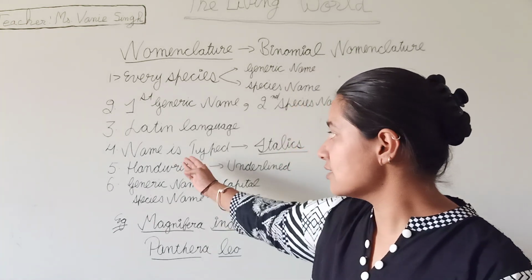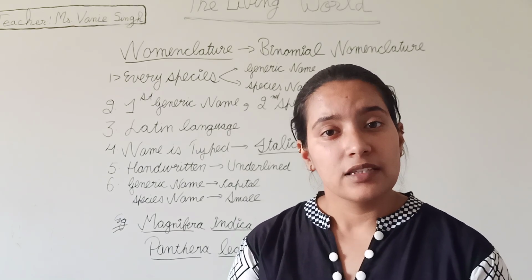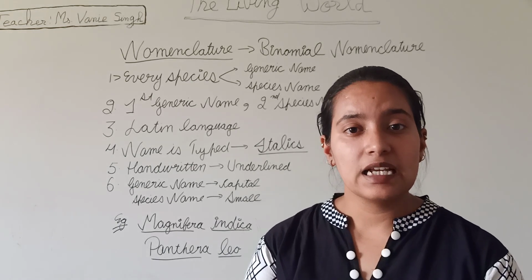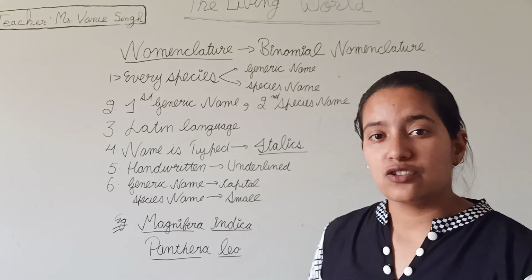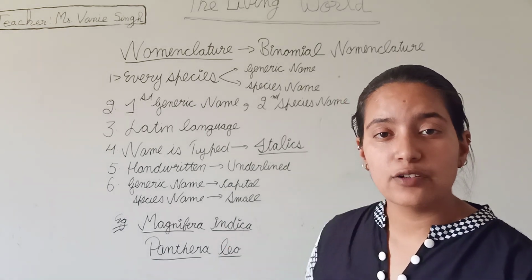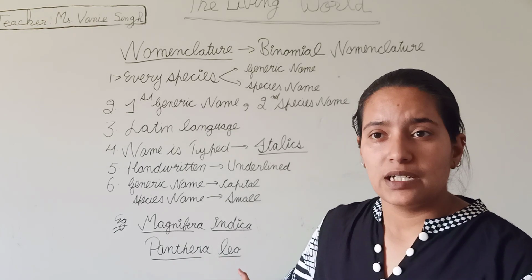The next rule is about typing. When we are typing the botanical name on the computer, it will always be in italic font, and when we are writing by hand, as you can see, I have written the botanical name or scientific name by hand, it will always be underlined, as you can see in the example here.